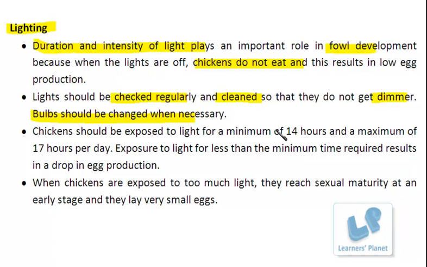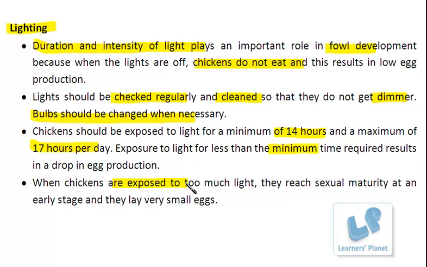So this time period actually runs between 14 hours to 17 hours per day. If I'm saying it is 14 to 17 hours per day, it does not mean that it is at a single span. The exposure is at regular timing, at regular intervals, right? Besides this, if the light provided is less than the minimum timing, then a drop in egg production is observed.